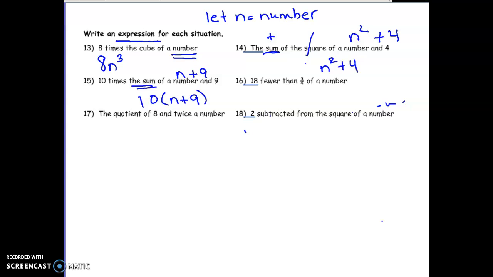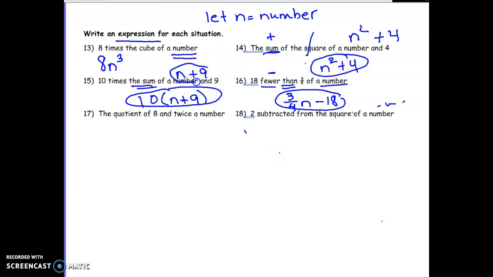And then number 16, we've got 18 fewer than. There's that keyword than. Fewer means subtraction. If I wrote 3/4 of a number, so there's my variable, 3/4 of a number is just 3/4 times n, and 18 fewer than it would mean minus 18. So remember that keyword than says to do it after. Let me circle these so it's not too confusing.